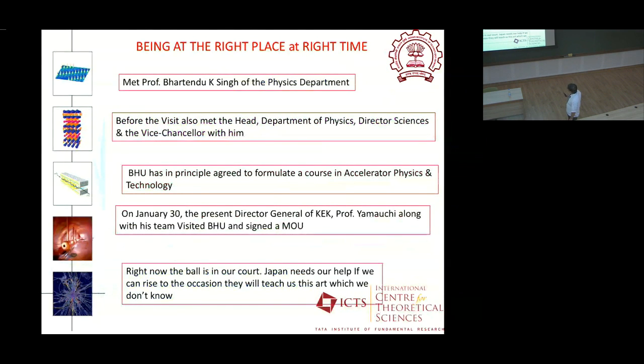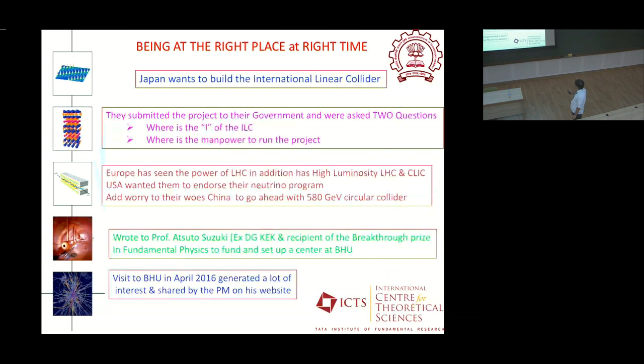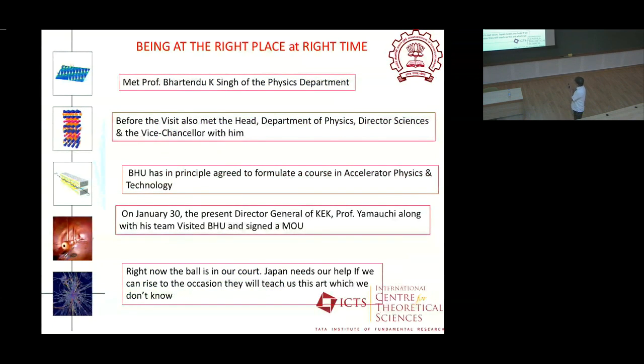Before that I had done some groundwork. I met Professor Bhartendu Singh of the physics department, impressed upon him that if he starts such a program, it will be first in India, and this can reach benefit. With him I then met the head of the Department of Physics, the Director of Sciences and the Vice Chancellor also, and somehow they appreciated that this could be done. I also tried to meet the IIT BHU director, but he did not show much interest. So BHU now has agreed in principle to formulate a course in accelerator physics and technology.